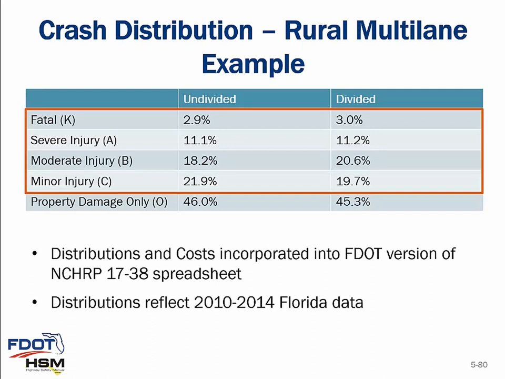So you see it's done for undivided and divided distributions, broken down by KABCO, which is K for fatal and A for a severe crash type, and you can see those distributions here totaling 100%. These have been incorporated into the FDOT version of the NCHRP 17-38 spreadsheet. So when you go into the spreadsheet and say you're doing an undivided facility, it will automatically populate those percentages into the spreadsheet. The distributions reflect 2010 to 2014 data, so as we go on in time, this data will get updated.